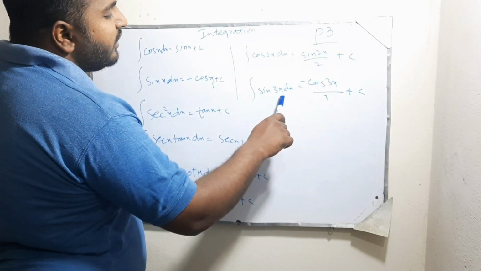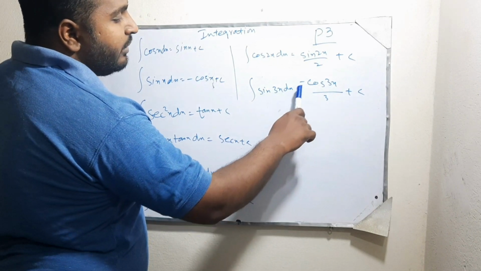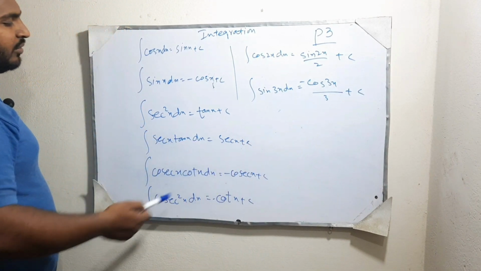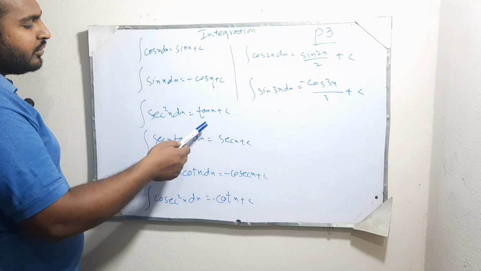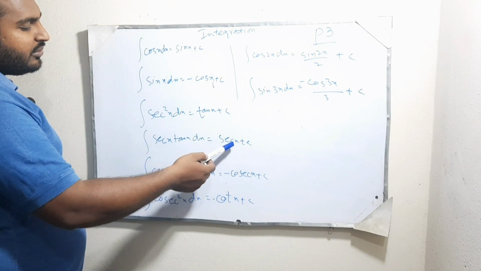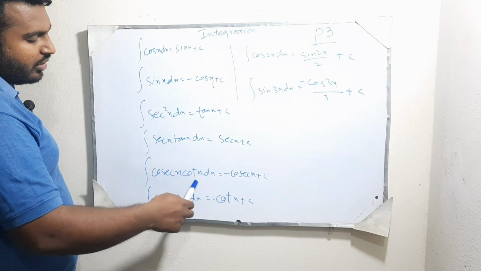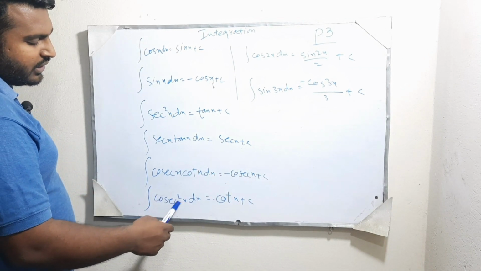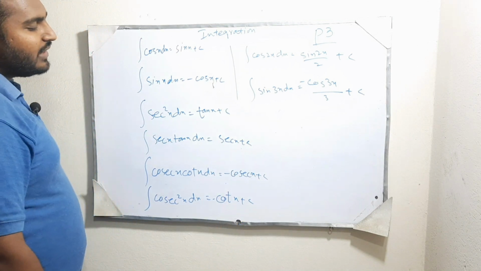Again, integration of sin 3x, this k would be divided here. Integration of sin 3x would be minus cos 3x, plus constant of integration will come here obviously. Now integration of secant square x would be tan x plus c, and integration of secant x tan x would be secant x plus constant of integration. Integration of cosecant x cot x is equal to minus cosecant x plus c, and integration of cosecant square x dx is equal to minus cot x plus constant of integration.